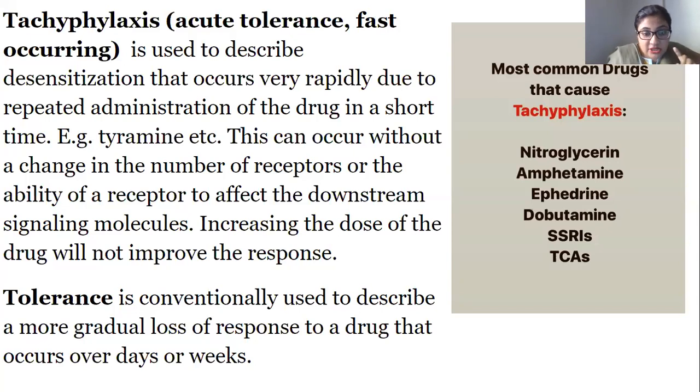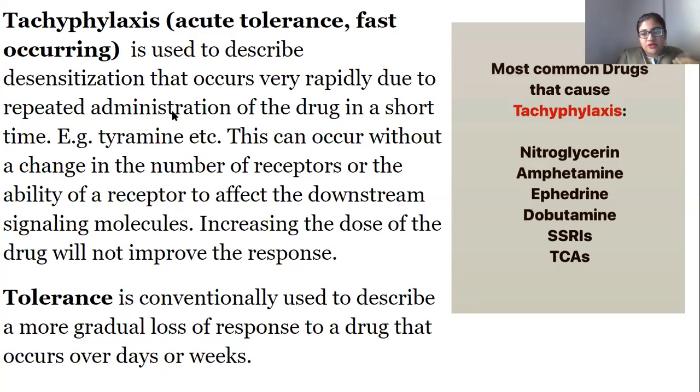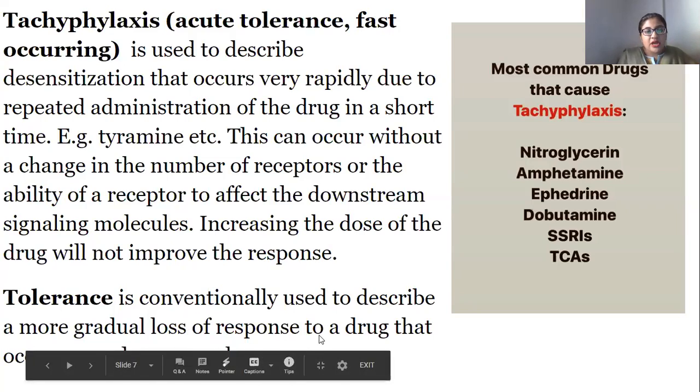All right, then there is tolerance. Tolerance and tachyphylaxis are very frequently tested, to see if students know the difference between them, because they're almost alike. In tachyphylaxis, I've told you that the response is diminished altogether. In tolerance, it happens gradually. So what is the difference? In tachyphylaxis, it's super fast. In tolerance, it's a slow response to a drug that occurs.